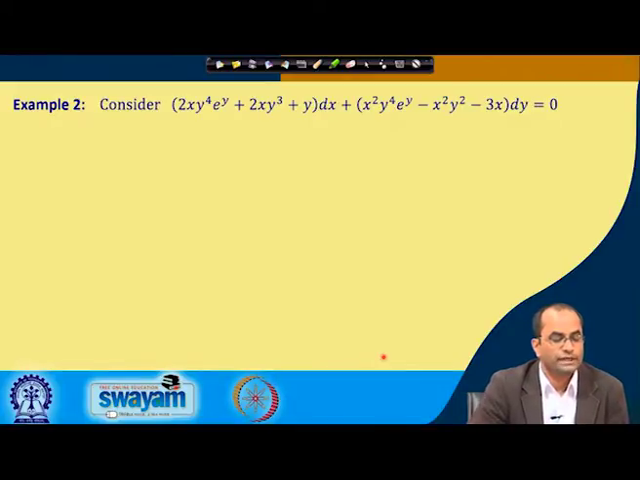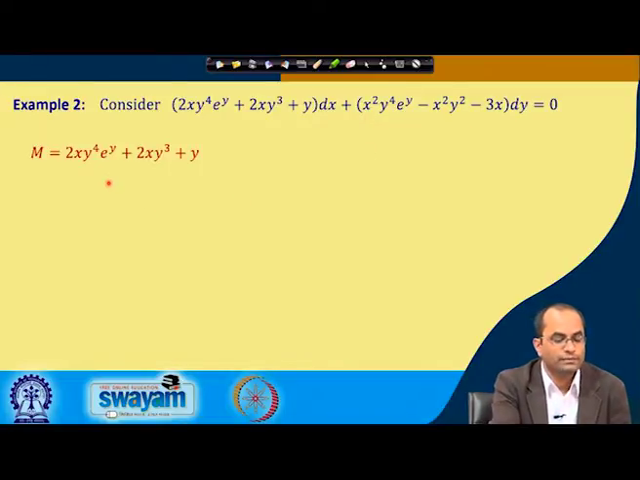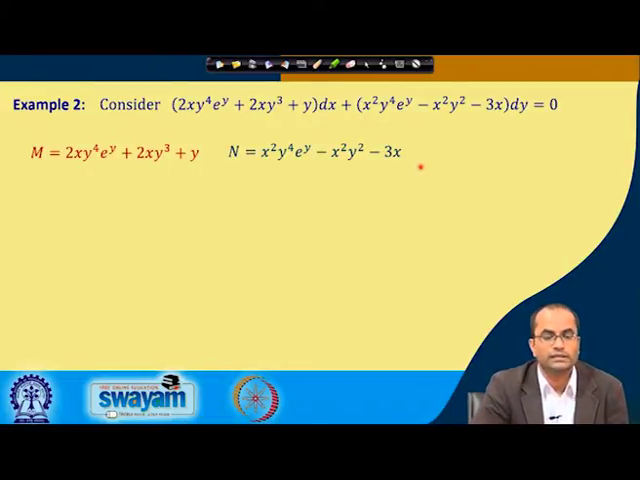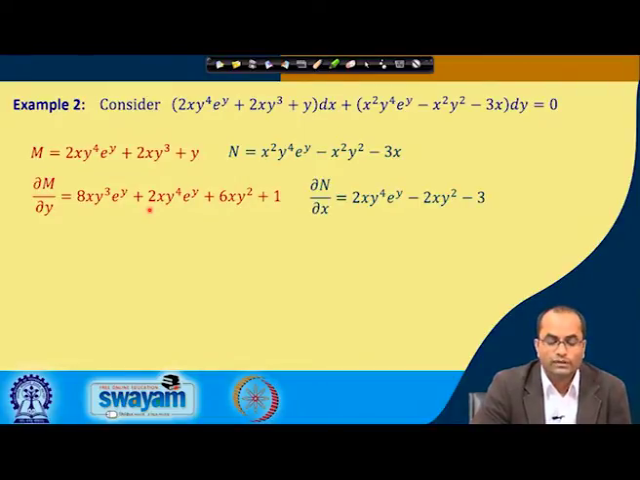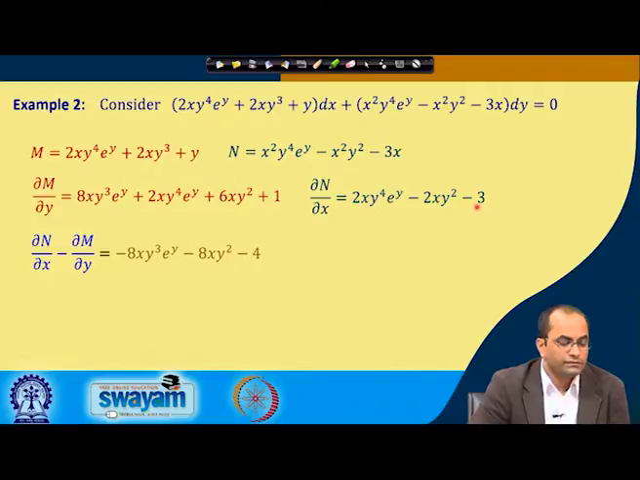Another example: we take this M and this N here. M is given by this, N is given by this, and again we can verify that del M over del y comes out to be this complicated expression. Also, del N over del x comes out of this N as another complicated expression. But if we take the difference, del N over del x minus del M over del y, naturally it is not 0, otherwise the equation would be exact.